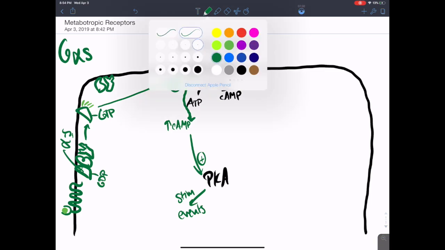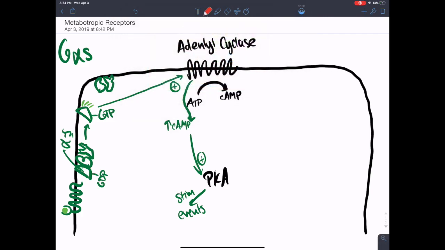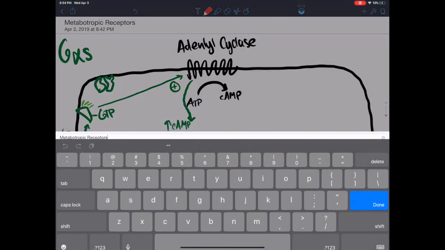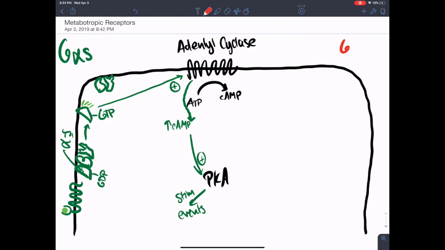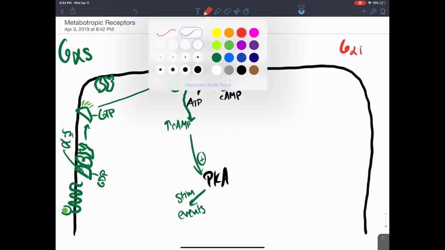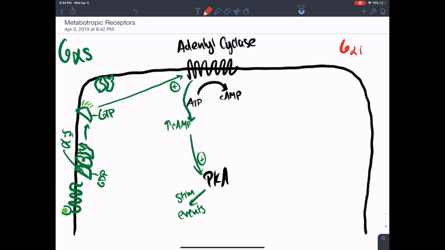But we have another G protein coupled receptor pathway, or another type of heterotrimeric G protein complex that's going to do the opposite of this. And this is going to be that G alpha I, sometimes you see it as G alpha I/O, but I would just focus on the I, right? The I stands for inhibitory. So you're going to get a very similar looking mechanism with one very key difference.